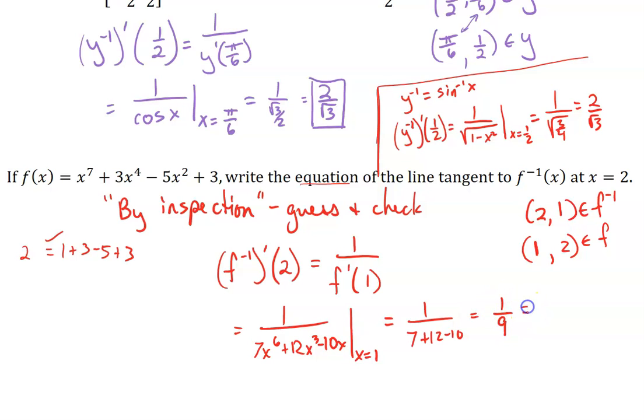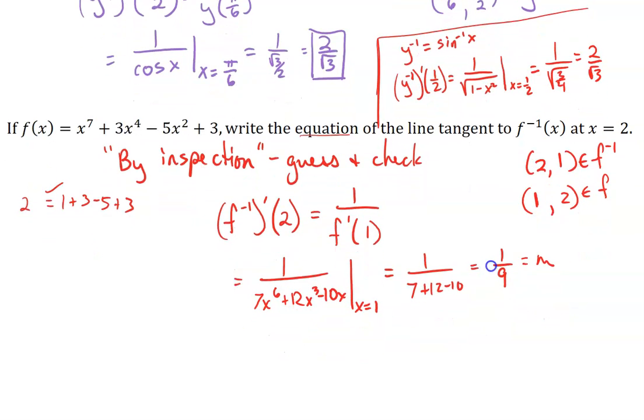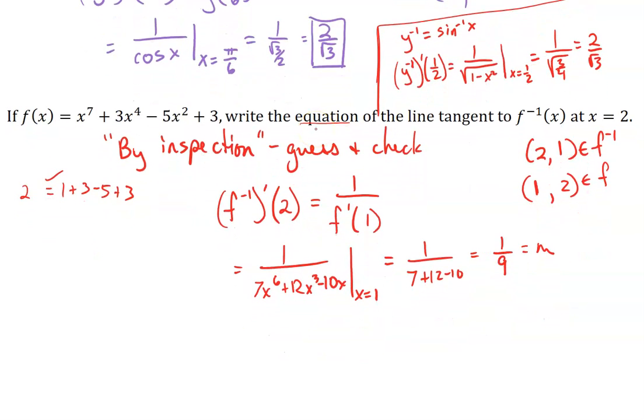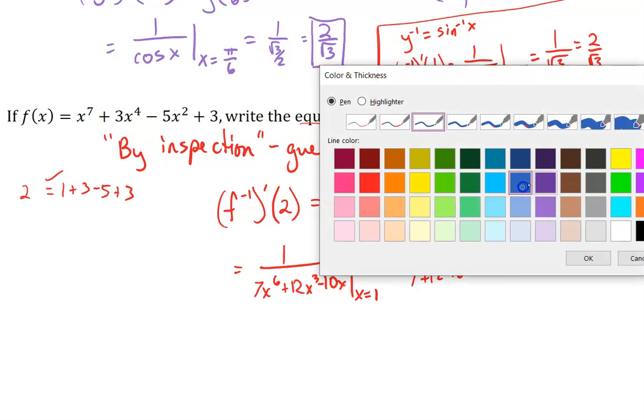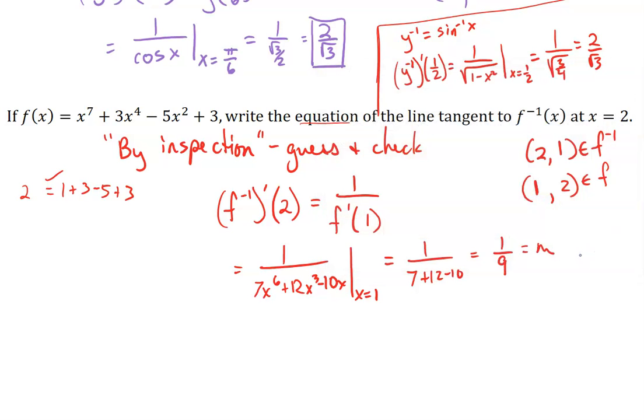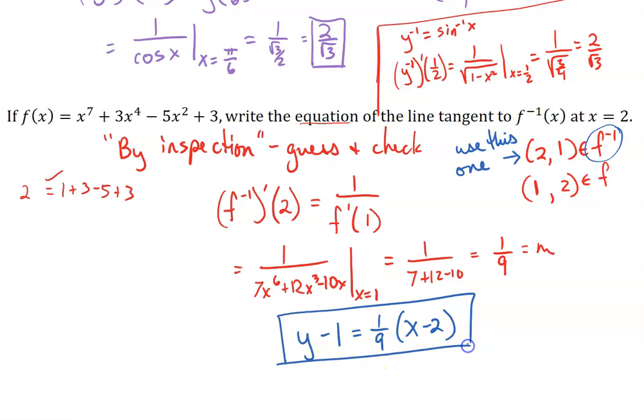Now we're not quite done here. This is just our slope. We still need to write the equation, meaning we need an ordered pair. So important point right here. When we are writing the ordered pair, remember that we're writing the line that is tangent to f inverse, meaning we need a point that is on f inverse. So we use this one because this is the point that is on f inverse. So the equation of the line is y minus 1 equals the slope 1/9 times x minus 2. And that's the equation of the line.